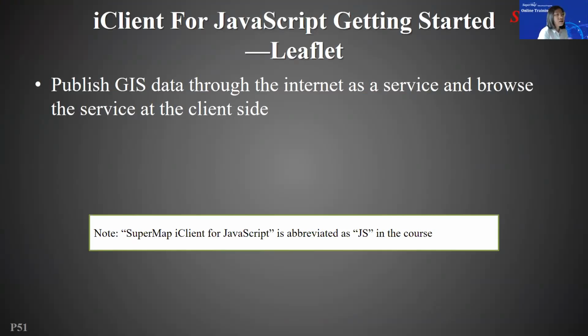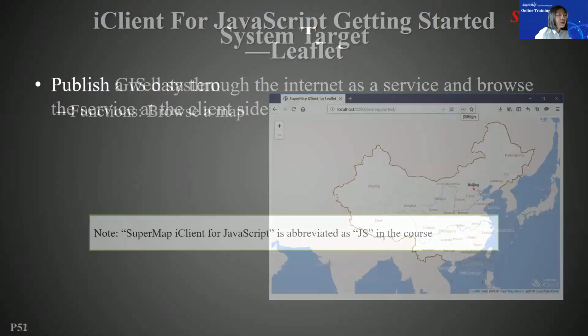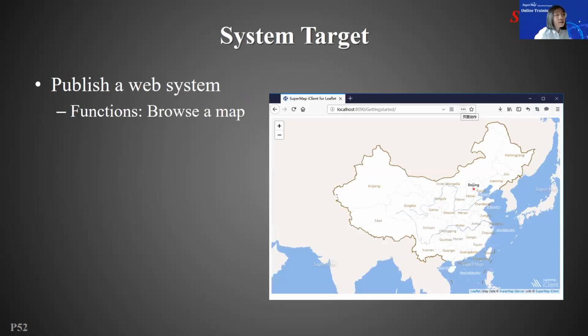So now I will show you how to get started with iClient for JavaScript, with an example of Leaflet. We will publish a data service and browse the service in the client side. This is a very easy demo. We'll create a web page to browse such a map.